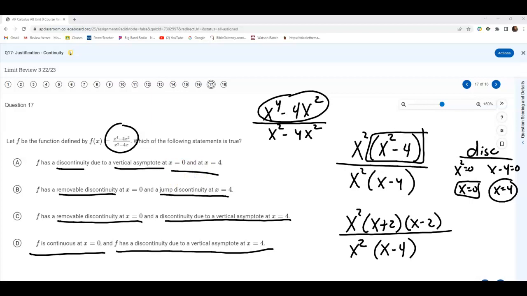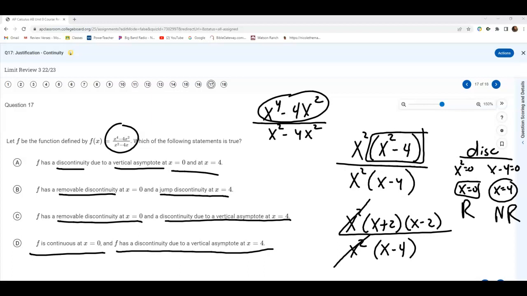Now the question is, what kinds of discontinuities are they? Well, in an equation, if you can cross a factor off from the top and the bottom, then that's a removable discontinuity. So x equals 0 is a removable discontinuity. But the x minus 4 does not cancel. So that's a non-removable discontinuity. So we have a removable discontinuity at 0 and a non-removable discontinuity at 4.